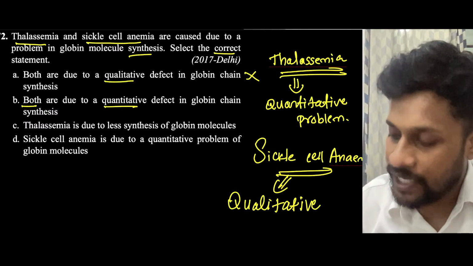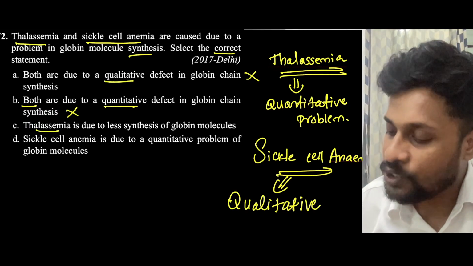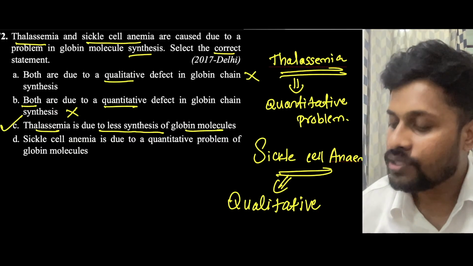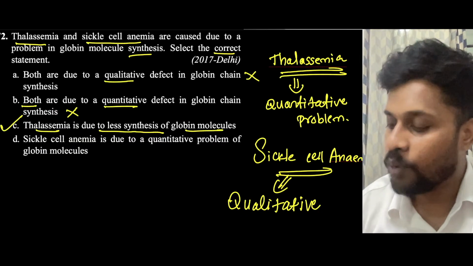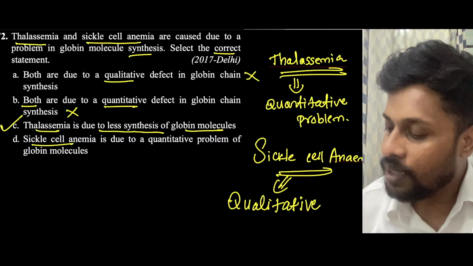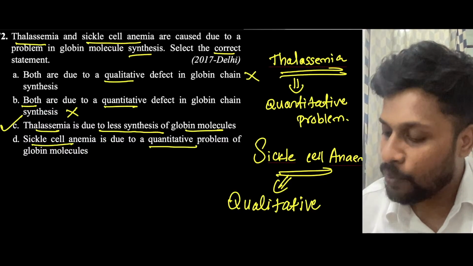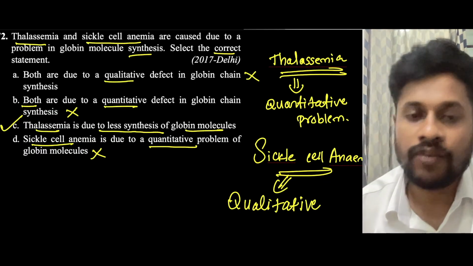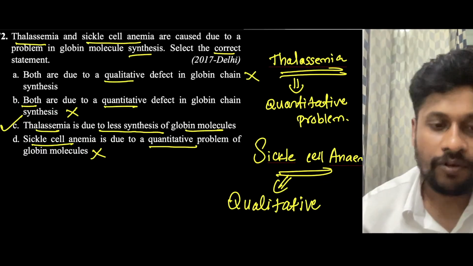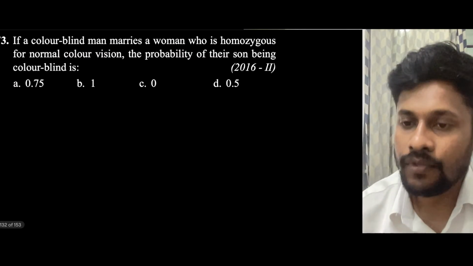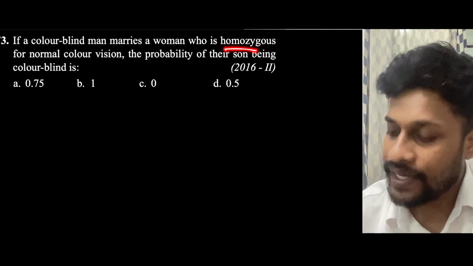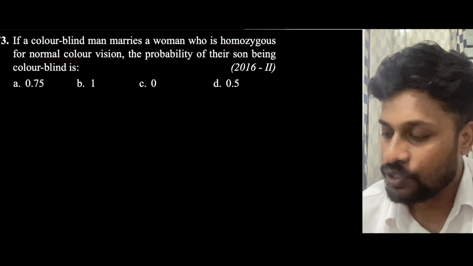Both are quantitative? No. Thalassemia is due to less synthesis of globin molecule. This is correct because hence it is a quantitative problem. Sickle cell anemia is due to quantitative problem? No. Sickle cell anemia is what? Qualitative problem. Hence the answer will be option C. Right? Very good.